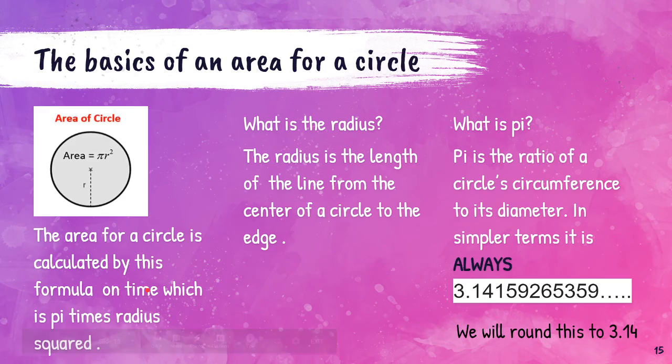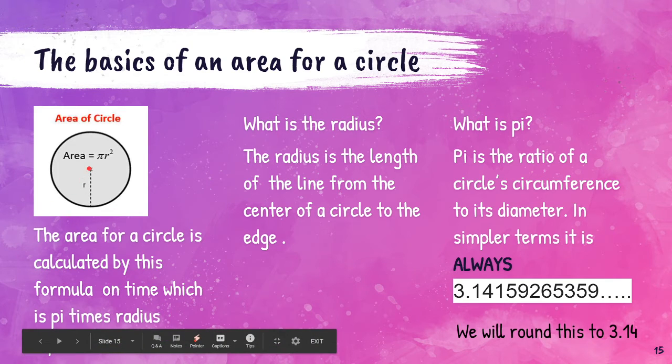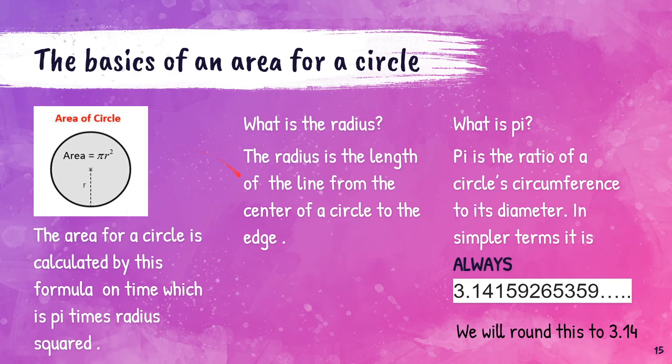Okay, so now let's go over the basics of an area for a circle. The formula to find the area of a circle is pi r squared. So what is radius? The r is the radius, and the radius is the length of the line from the center of a circle to the edge. That is what r is, or radius. So this number right over here is the length of the circle from the center to its edge.